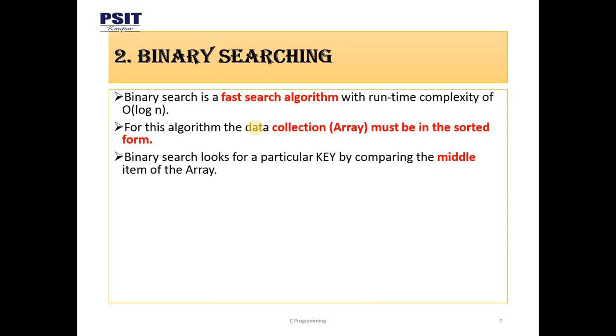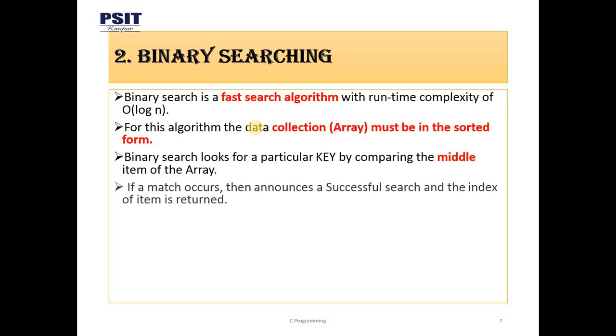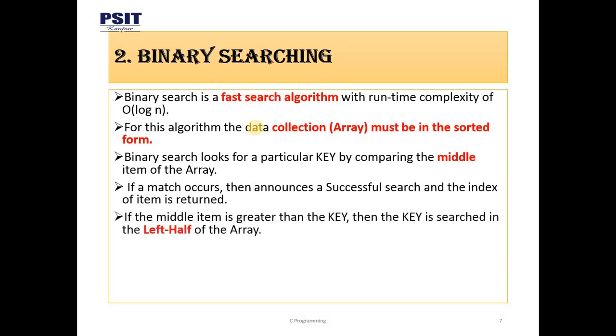So binary search looks for a particular key by comparing the middle item of the array. Every time we will partition the array into two equal halves and we will check the item at the middle position of the array. If a match occurs, then it announces a successful search and returns the index. The key is the value that is going to be searched in the array.